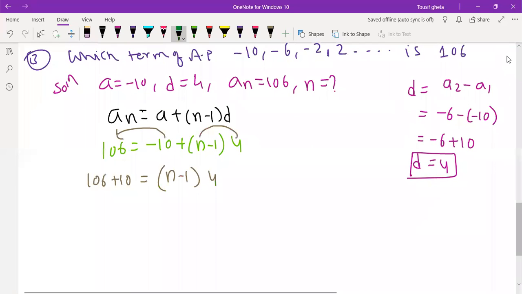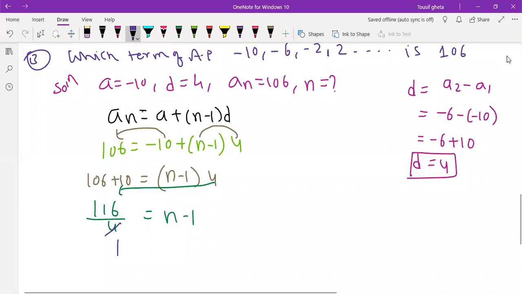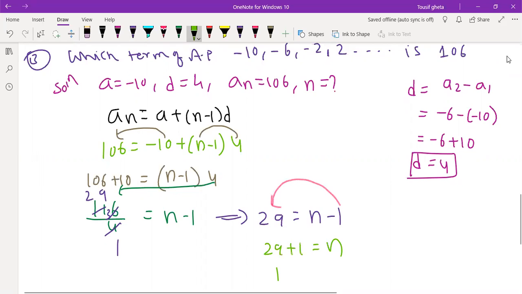This will get 116, and this we will cross multiply. Divided by 4 is equal to n minus 1. So you can use that also. 4 ones are 4, 4 twos are 8, 4 nines are 36. So we will get 29 is equal to n minus 1. This 1 we will take here. What will we get? 29 plus 1 is equal to n. So finally n will be 30.